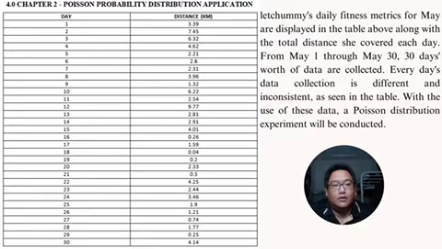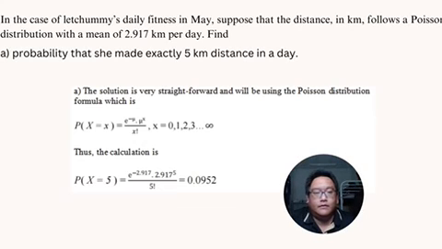Every day's data collection is different and inconsistent, as seen in the table. With the use of the data, a Poisson distribution experiment will be conducted. So for this chapter 2, I've prepared 4 questions.